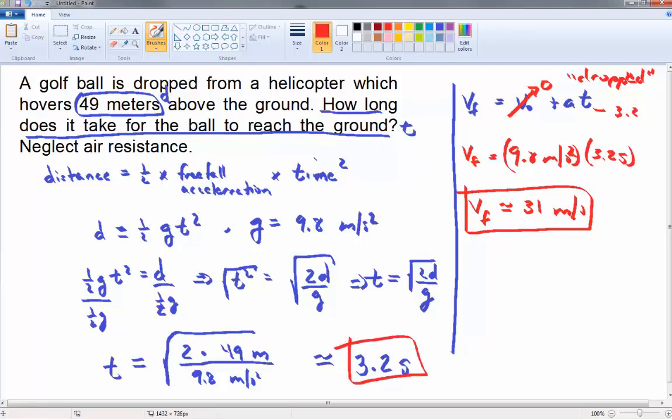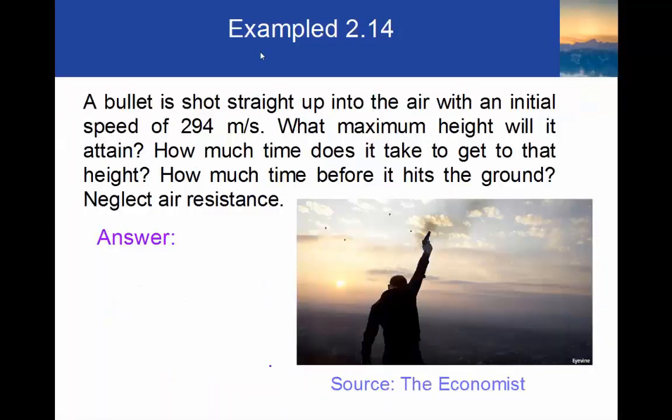That brings me to another pair of examples. This one also makes use of the free fall acceleration, and what we have here is a bullet being shot straight into the air. This is not exactly straight in the air. Maybe if it was pointed vertically, it'd be straight in the air. In any case, it's being shot straight up into the air with an initial speed of 294 meters per second. The question is, how high is this bullet going to go before stopping?